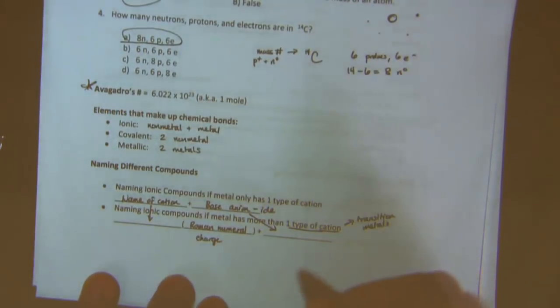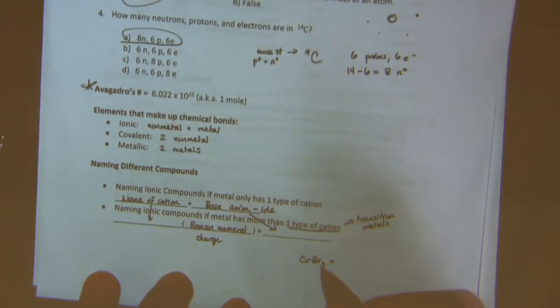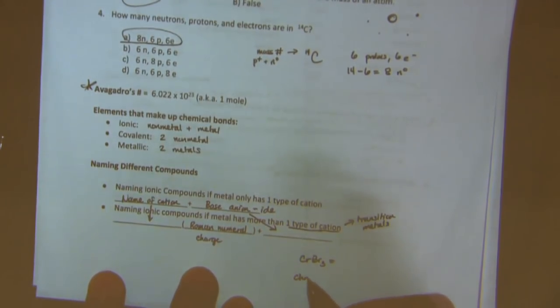So an example of this would be CrBr3. We know bromine is a halogen, so it has a -1 charge. So for this to have a 3 charge, in order for us to have 3 of them, chromium should have a positive 3 charge. So the correct name should be chromium(III) bromide.